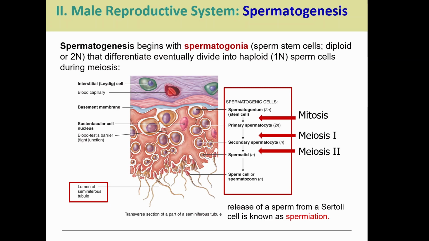So we start with spermatogonium, this guy here. We go through mitosis to produce some primary spermatocytes, or still 2N. We go through meiosis 1 to get a secondary spermatocyte, which means we're already down to N, and then we produce a spermatid, which is at the end of meiosis 2. And then finally, in our maturation process, or at least to get a little bit more mature, we produce a spermatozoa, or a sperm cell. When we release the sperm from these Sertoli cells, we call it spermiation.